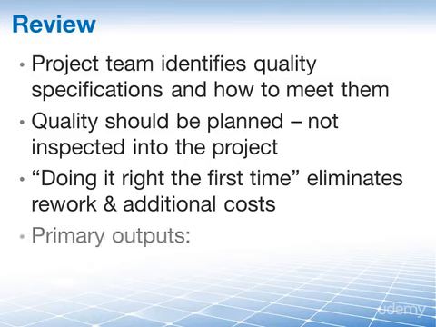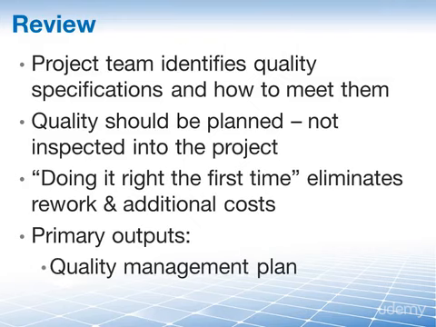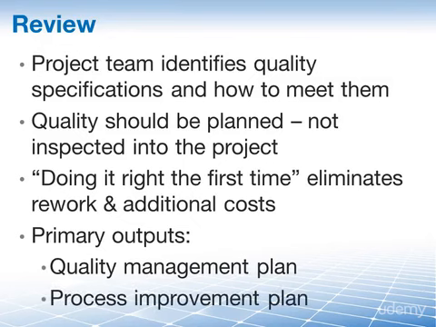Your primary output for this process is the quality management plan. This is the key output. It describes how the quality policy will be met, as well as the process improvement plan. It details how to make the existing processes and activities better over time.